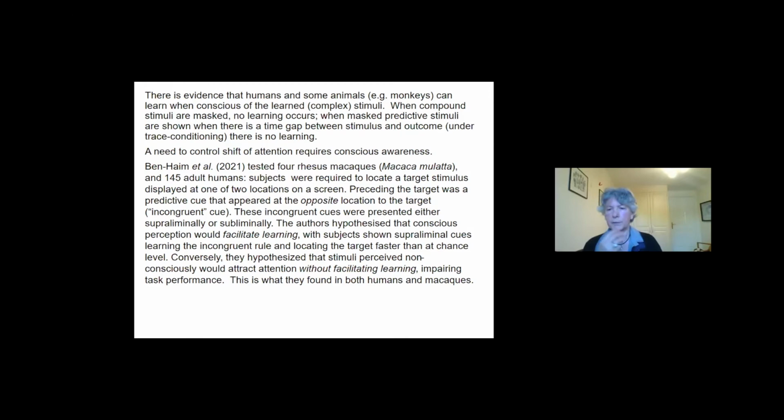The authors hypothesized that conscious perception would facilitate learning in macaques and humans, with subjects shown supraliminal conscious cues learning the incongruent rule and locating the target faster than at chance level. Conversely, they hypothesized that stimuli that are perceived non-consciously, that are masked, would attract attention without facilitating learning because they're not conscious, and would impair task performance relative to control. And this is indeed what they found in both macaques and in humans, which is very nice for us.